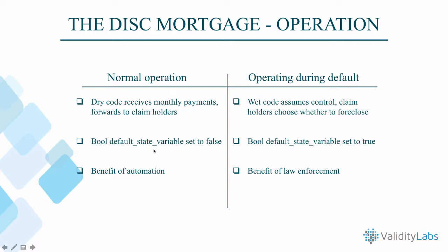We shall call it default_state_variable, and it's set to false in normal operation. On the other hand, the default operation mode, with its benefit of exercise of human subjectivity to renegotiate or foreclose, is marked by the same variable called default_state_variable having a value of true. We shall take forward this theme of DISC mortgages developed in this talk throughout the workshop.